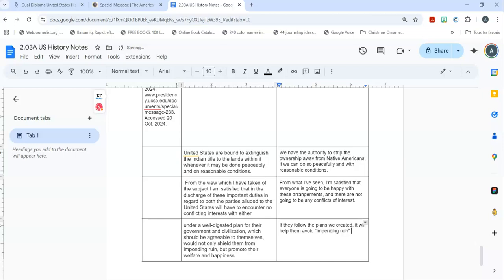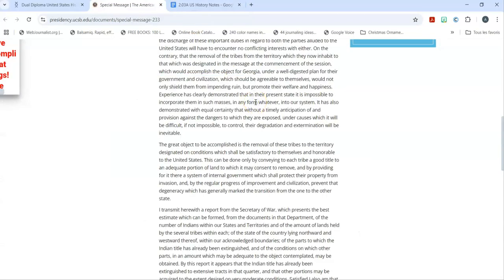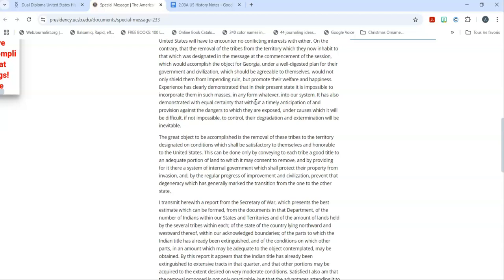And it's going to promote their welfare and happiness. So he's trying to convince his audience that this is going to be good for everybody. Georgia's going to be happy. The Native Americans are going to be happy. It will be fine. Just go through with it and fulfill this plan and everybody will be happy.